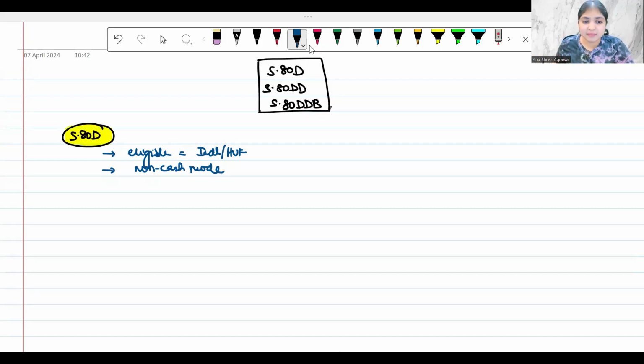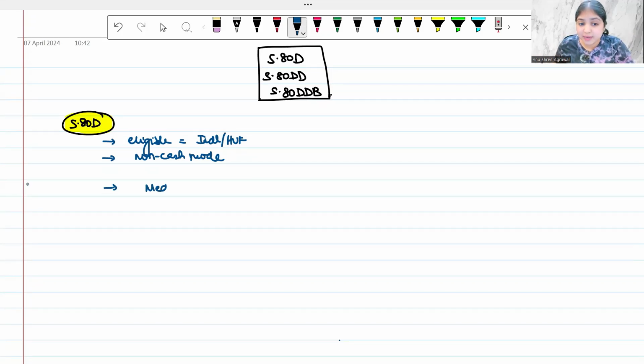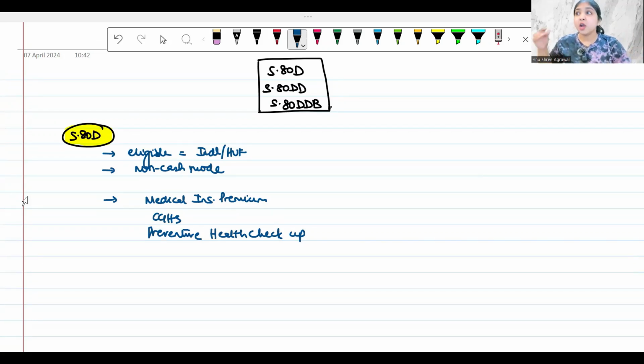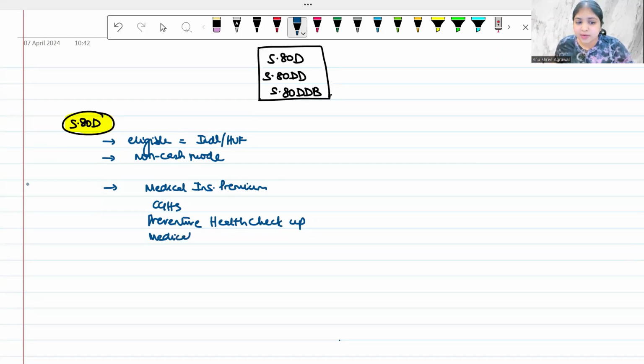Now see, assessee can make payment towards what? Assessee can make payment towards medical insurance premium over here, or can make a contribution to the central government health scheme, or can make payment towards preventive health checkup, or in case there's a person who's a senior citizen or a super senior citizen in whose name there is no medical insurance policy, we can also cover medical expenses. So under section 80D, the 4 transactions covered are: number 1, medical insurance premium; number 2, contribution to central government health scheme; number 3, preventive health checkup; and number 4, medical expenses.